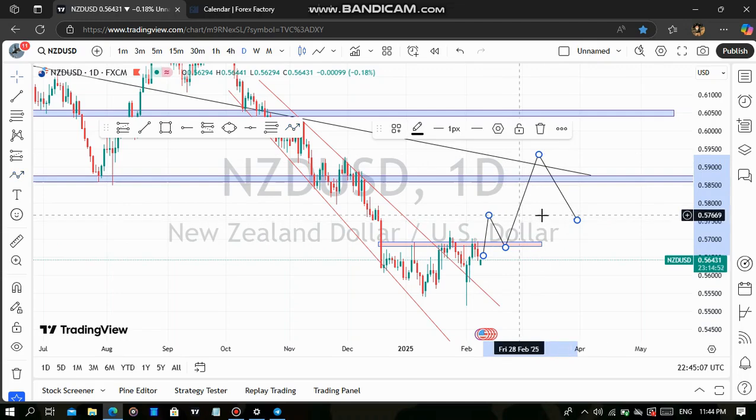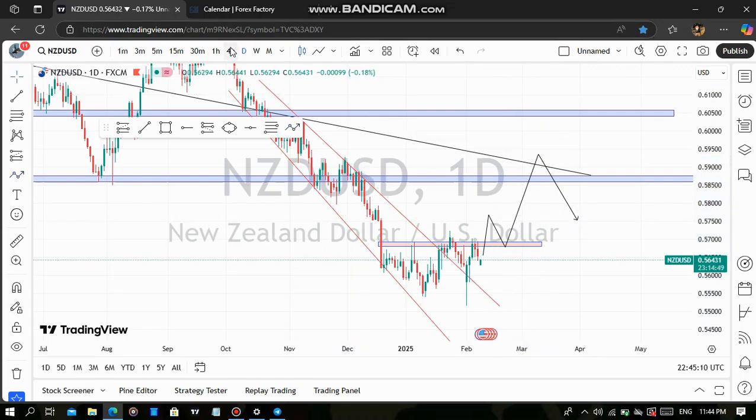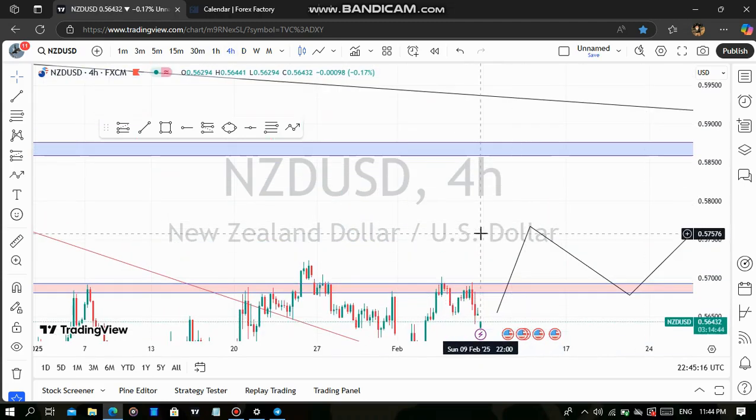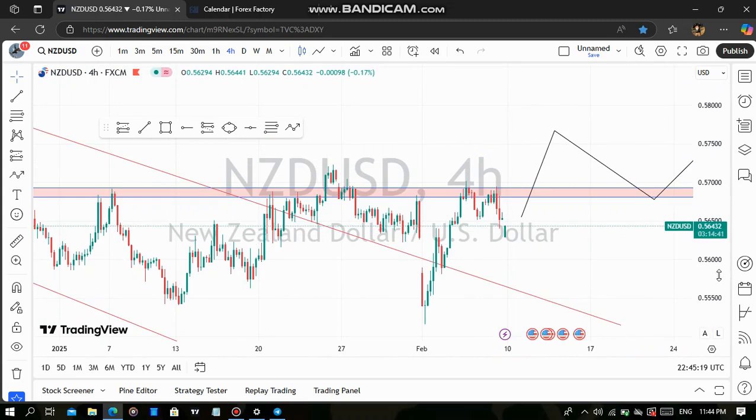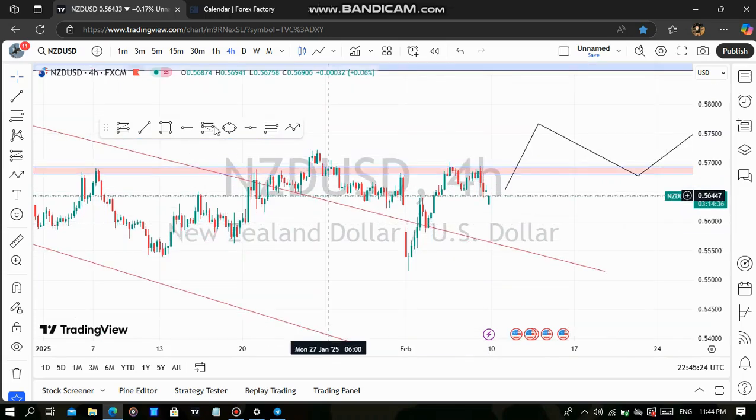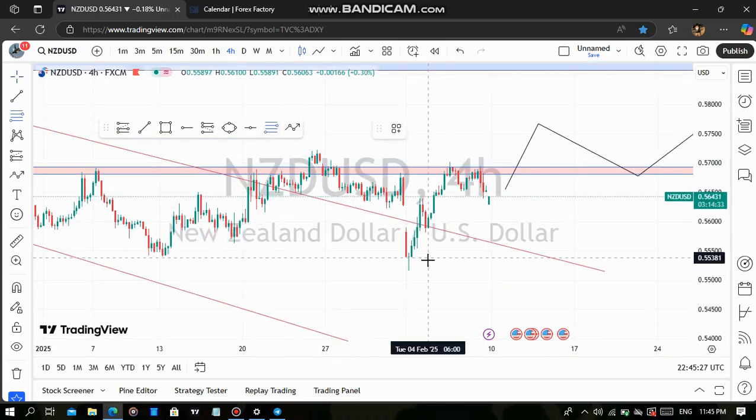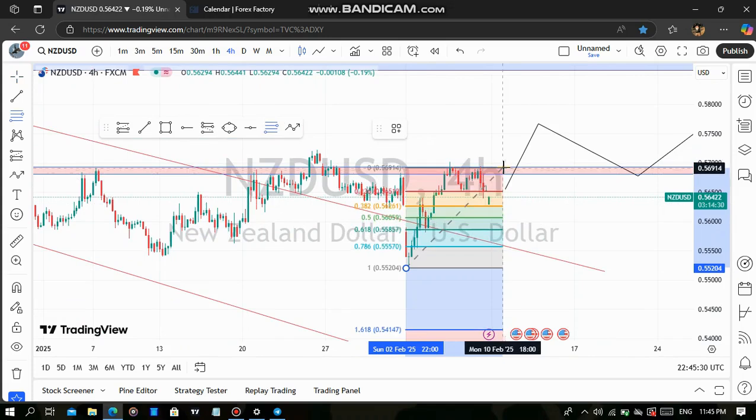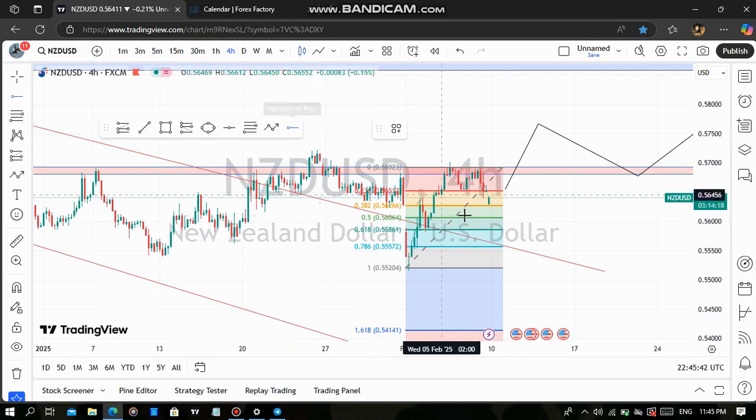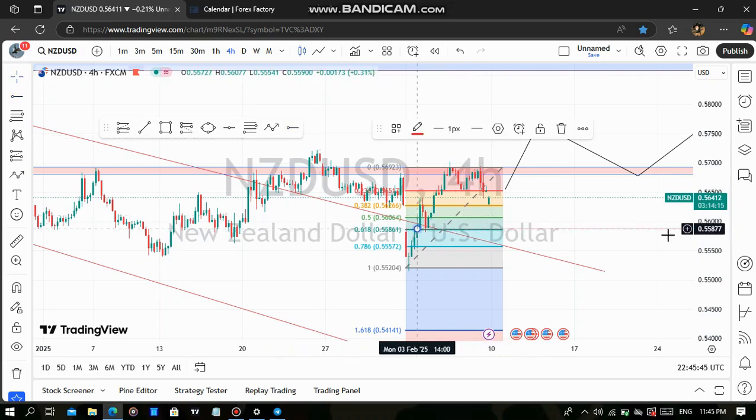But this is the daily time frame. It will take time, if not weeks, for us to see something like this. So as a day trader, how do we benefit from it? That is what I'm trying to explain now. We can take a Fibonacci retracement level here, from the previous low to the previous high. Let me pick this particular point here. Very good. This particular point is 0.5587.